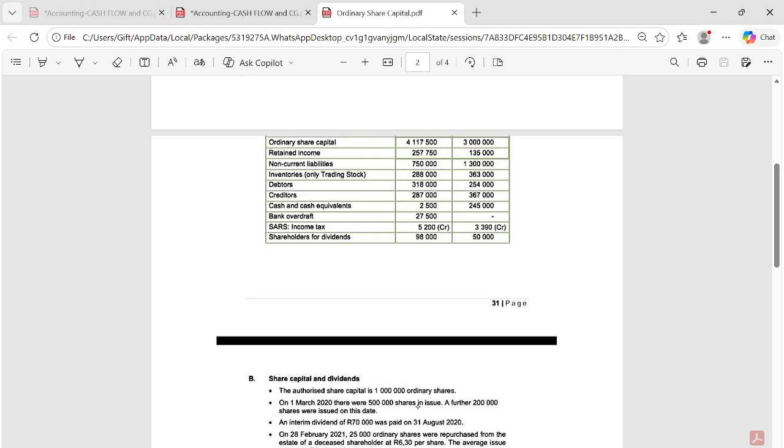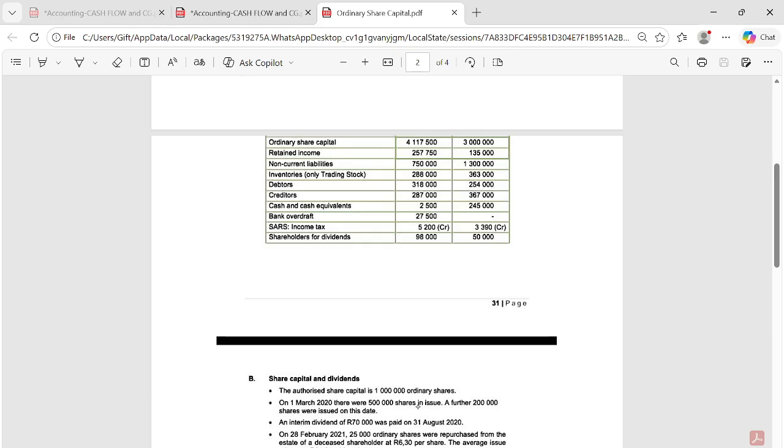And then here let's come to the repurchase. They're saying that 25,000 ordinary shares were repurchased from an estate of a deceased shareholder at 6.30 per share. I remember explaining in the previous video, how do you know that something is a total price? They'll just say we repurchase shares at this price.